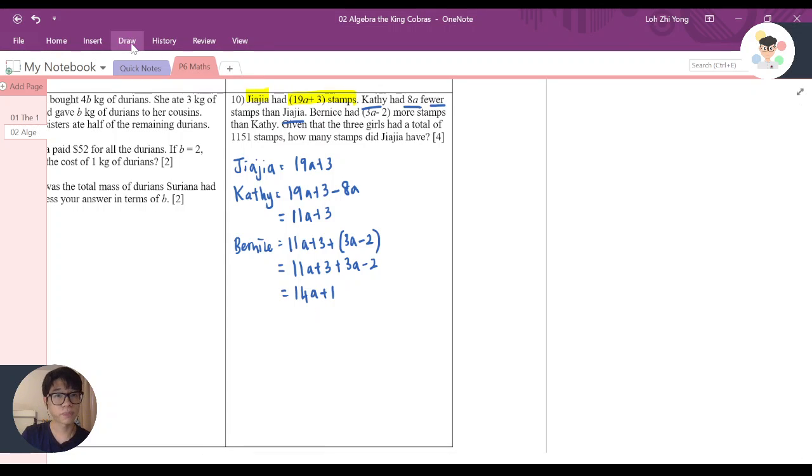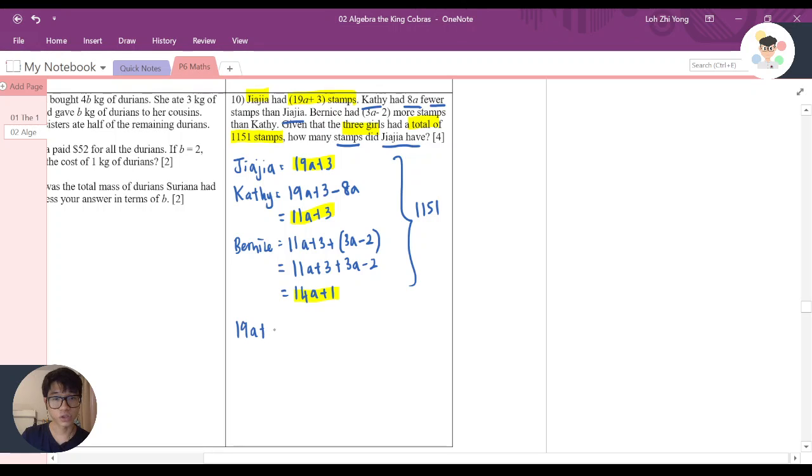And here I know that what? I know here says that 3 girls had a total of 1151 stems. Basically I know that this plus this plus this will give me 1151. And now they are asking how many stems did Jaja have? Okay, so basically it means that I need to find out the value of A. Then I need to put the value of A into 19A plus 3 to find out how many stems did Jaja have. So let me just form the equation here.